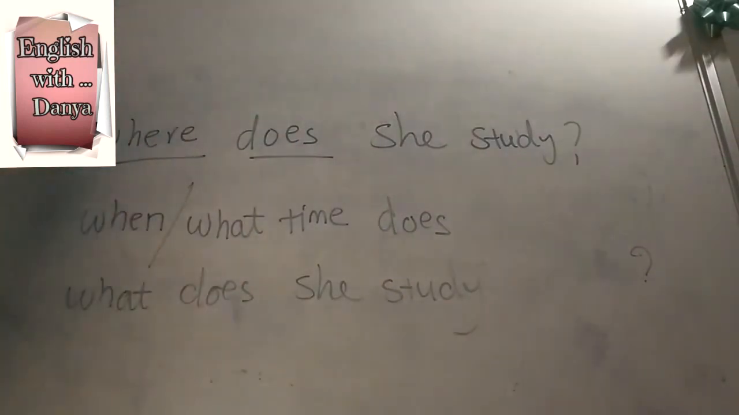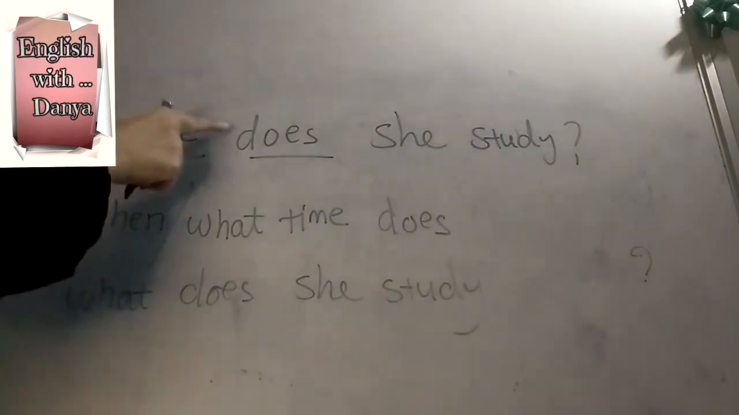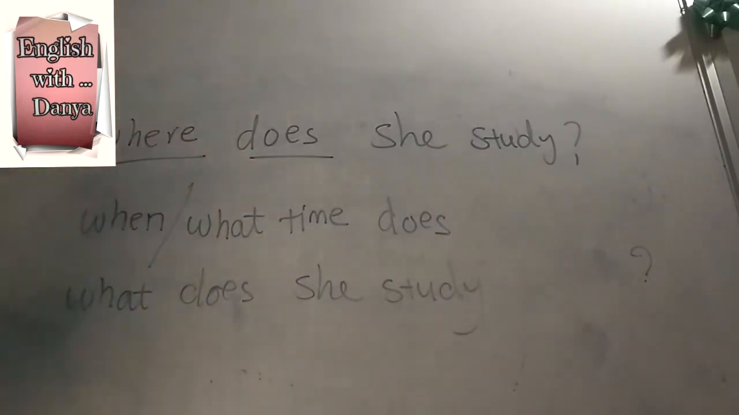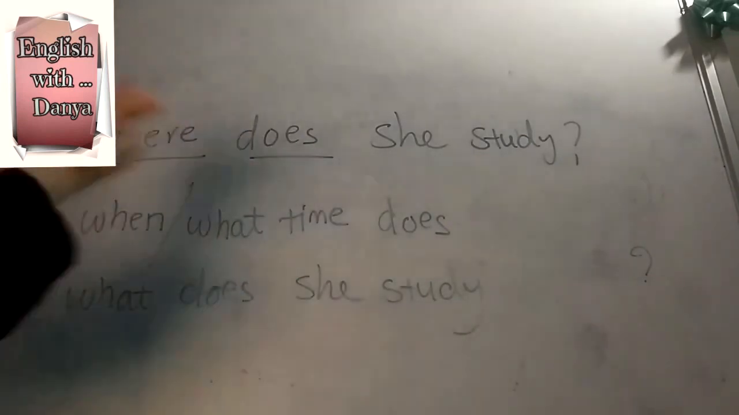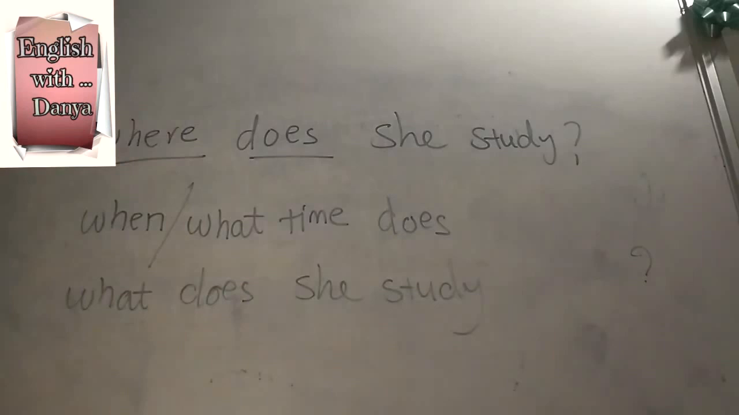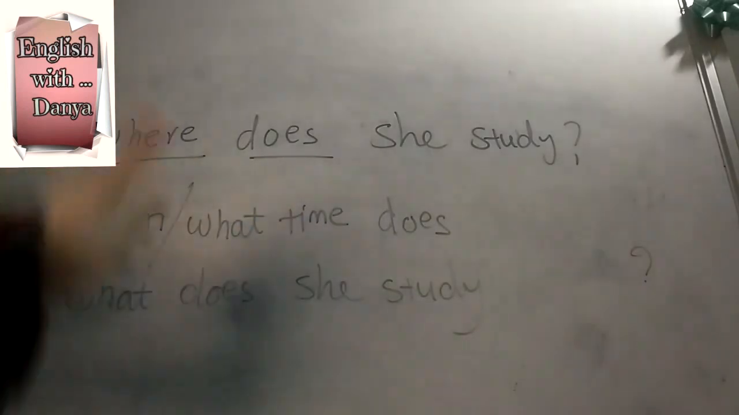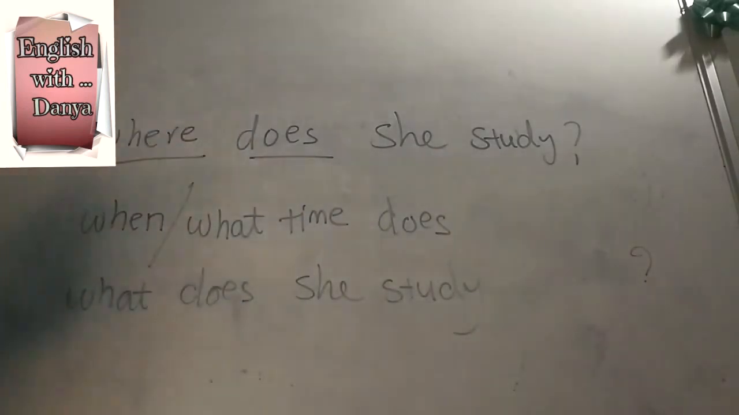So when it comes to detailed answers, you need to start with WH questions, followed by does. This is the only thing that you need to follow. And the same thing goes with do. If you want to make questions using do, follow the same strategy. We will say, where do they study? Or when do they study? Or what time do they study? So you just follow the same thing.